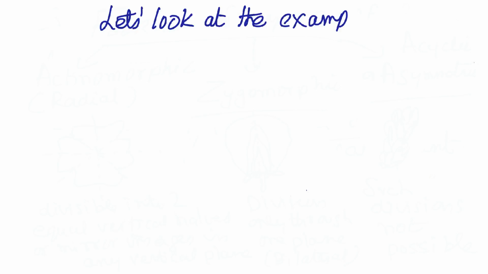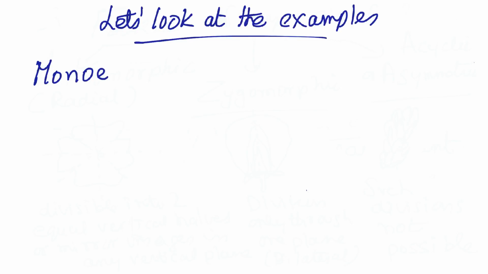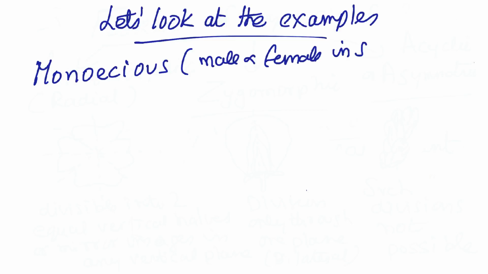Now, till now in this particular video, we dealt with what the features are. Now let's look at certain examples related to the features. And it's very important as far as the NEET exam is concerned, very important from the examination point of view. So first, we are taking the case of monoecious. And what does monoecious mean? It basically means that both the male and female flowers are there in the same plant.